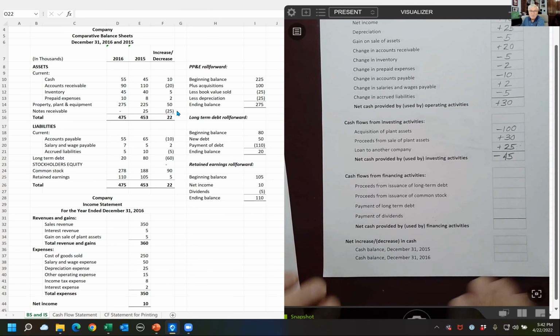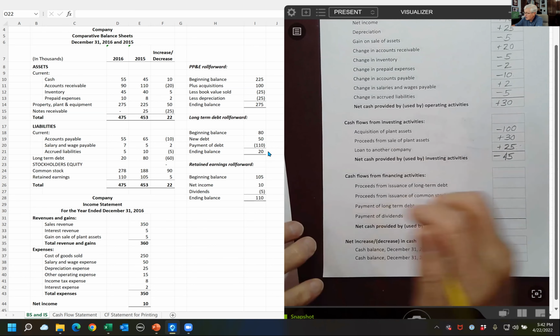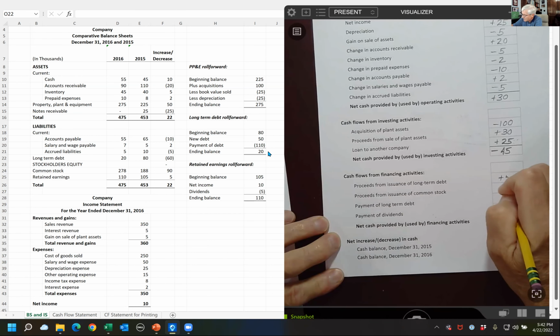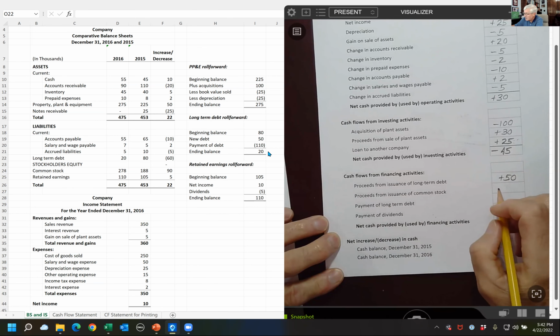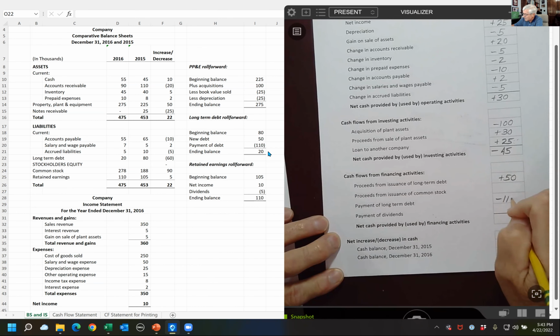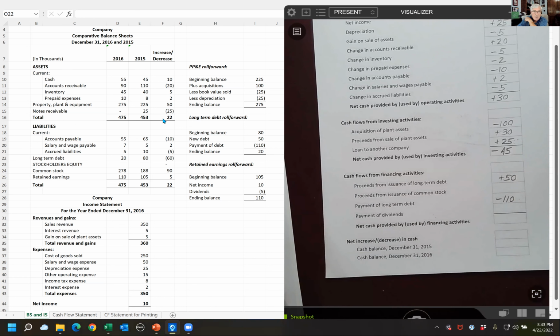We're bringing it home. And let's look at the long-term debt roll forward. We issued $50,000 in new debt, and we paid off a lot of old debt for a $60,000 reduction in debt from 80 to 20. New debt plus 50, payment of old debt minus 110. So plus 50 minus 110, that's a minus 60. And if we come over to the long-term debt, that minus 60, we've now accounted for on the cash flow statement.